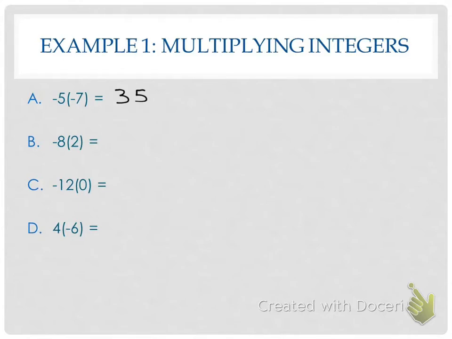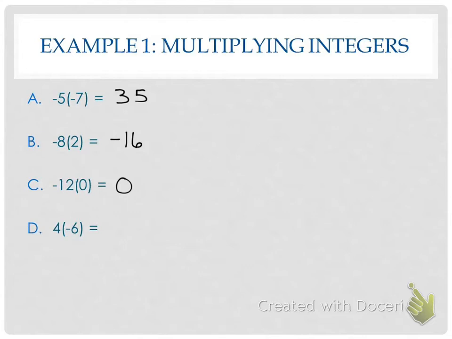All right, now what about negative 8 times 2? How many negatives do I have? 1. That was so weak. How many negatives do I have? 1. Okay, so 1 negative, that's odd, so it's a negative answer. Negative 16. What about negative 12 times 0? Negative 0? Is there such a thing as a negative zero? Oh, it's just 0. Just 0.